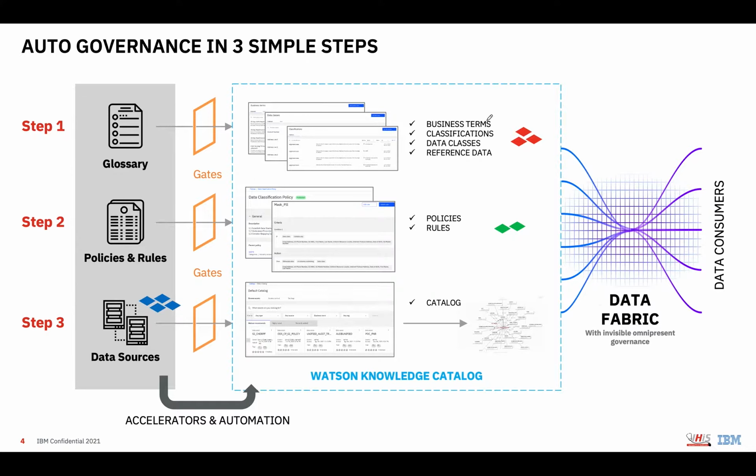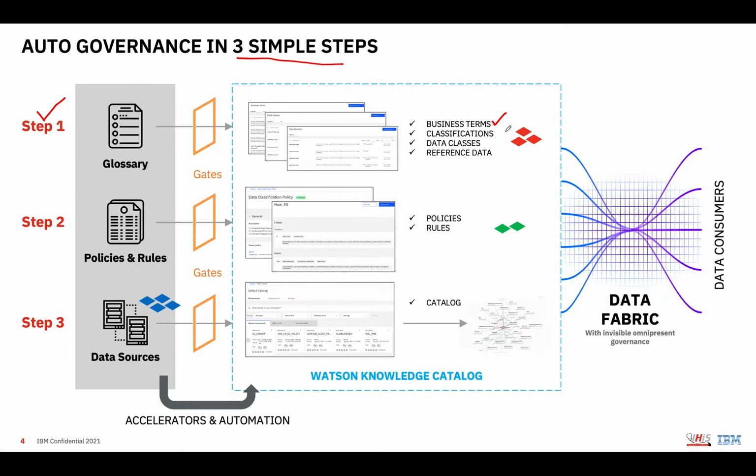Now, the automatic governance in Cloud Pak for Data can be achieved in just 3 simple steps. In step 1, all the glossary information is imported. This glossary can come from various kinds of business documents that have various items. For example, there could be various kinds of business terms. Business terms are primarily various kinds of business entities that are defined in a document in many organizations.